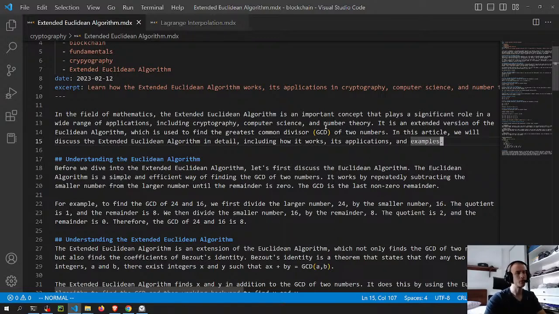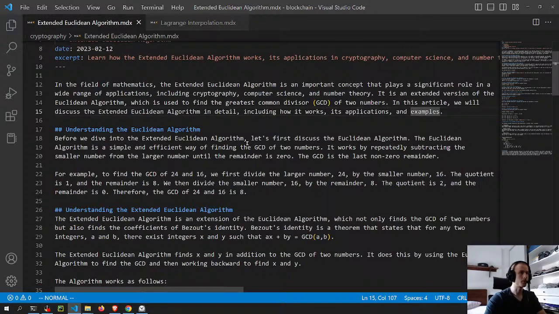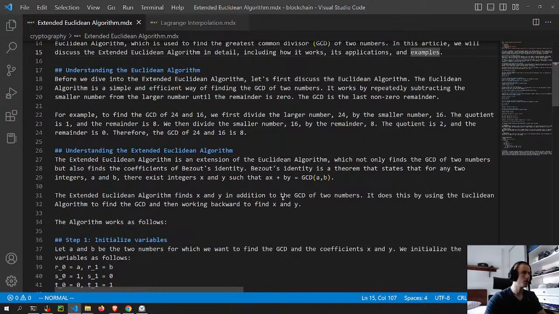I think it has to do with breaking down, like the name says, finding the common divisor between two different numbers, and then that has to do with breaking down into the primes usually of the two numbers, I think. In this article, we will discuss the extended Euclidean algorithm in detail, including how it works, its application, and examples. Before I dive into the extended Euclidean algorithm, let's first discuss the Euclidean algorithm.